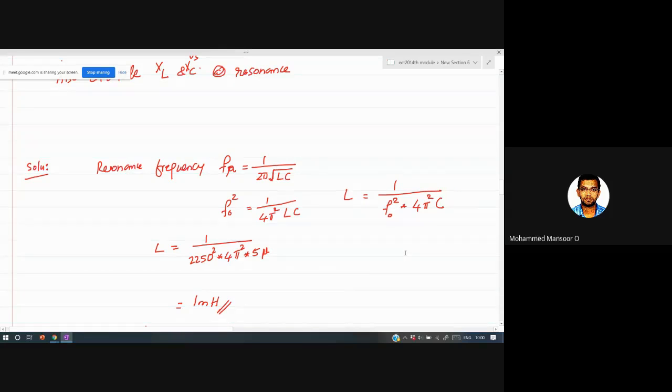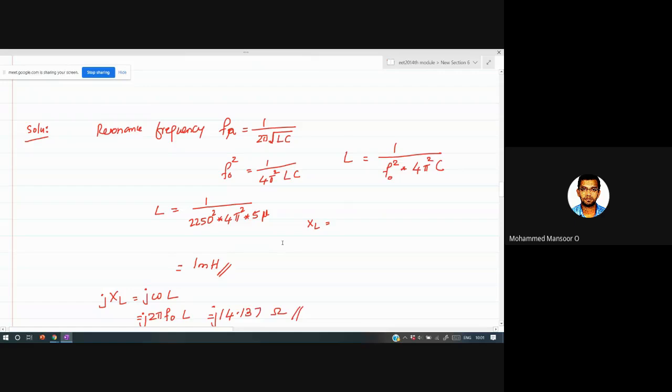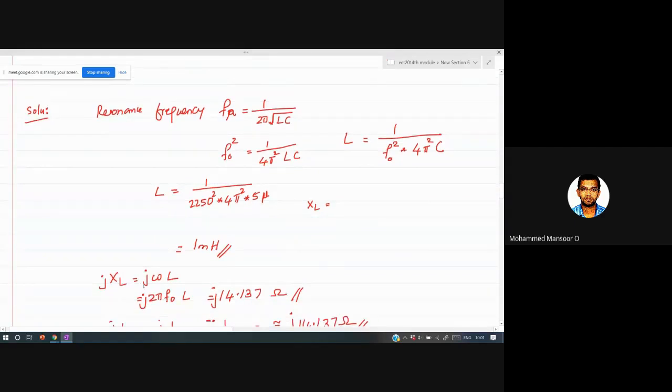You need to find out XL and XC. How to find out XL? XL is equal to L omega. JXL we can write down. Clear? JXL is equal to J omega L. Substitute. You can obtain this answer. You check whether this answer is coming or not.